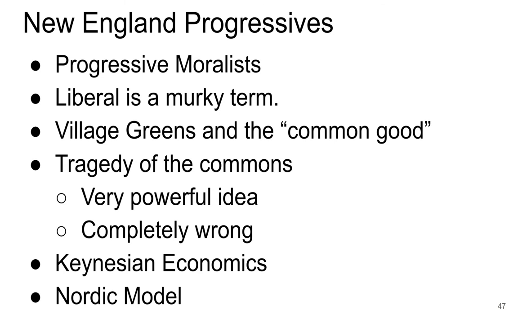The Nordic model is a progressive tax rate where income is taxed at a higher and higher rate as you earn more income. Schools, education, healthcare, housing, those things are government benefits that people have a right to. People have a right to healthcare. People have a right to free education. So the Nordic model is more closely aligned with people like Bernie Sanders and this idea of New England progressives.